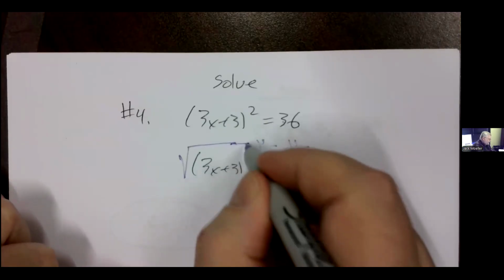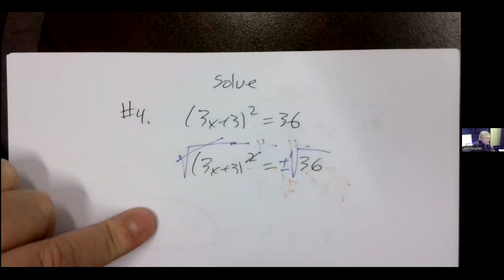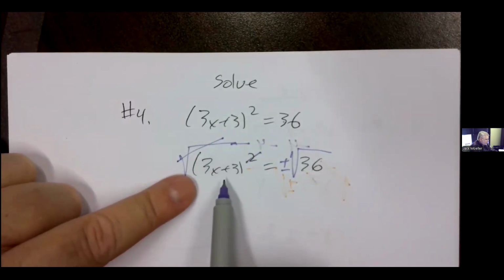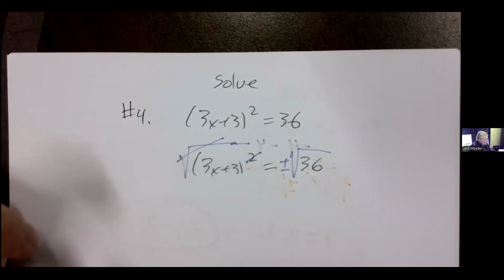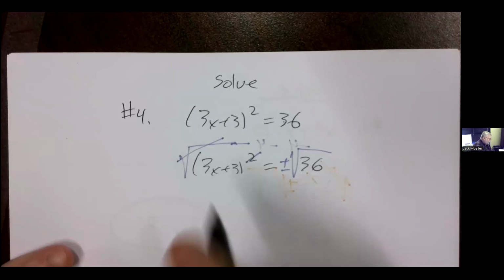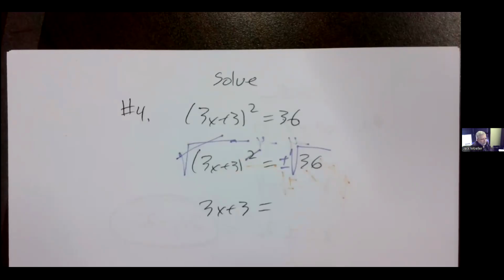So what happens on the left-hand side? How does this help us? Well, the square root and the squared cancel each other out. It does not matter what's inside the radical being squared. These are opposite operations, so we're going to end up with that argument. So we're ending up with 3x plus 3. And then what do we get with the right-hand side? Well, the square root of 36 is 6, so we get plus or minus 6. I don't know about you, but that seems like a lot fewer steps than foiling it out, subtracting 36, and then going from there.